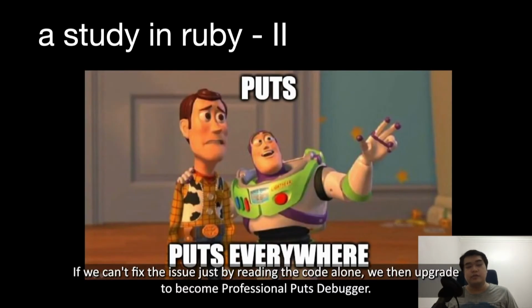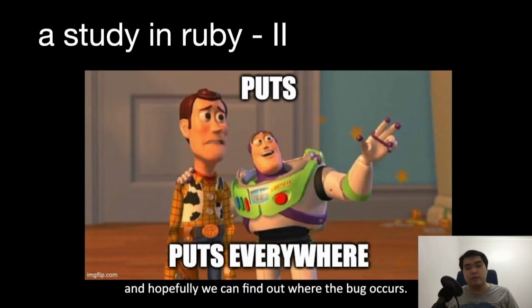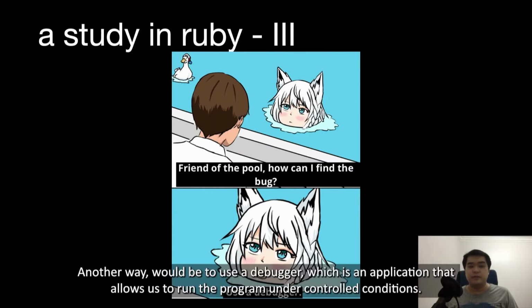Maybe we can find out what's the issue just by reading the code. If we can't fix the issue just by reading the code alone, we then upgrade to become professional puts debugger. You know how it is, puts here, puts there, puts everywhere, and hopefully we can find out where the bug occurs. But what if puts is not enough? Another way would be to use a debugger, which is an application that allows us to run the program under controlled conditions.